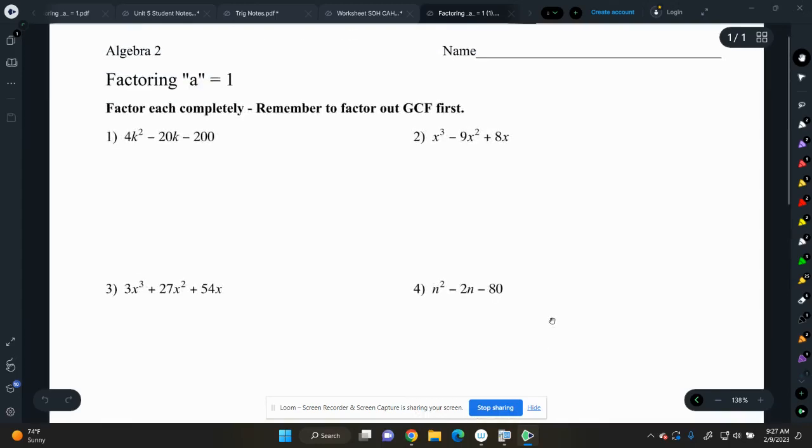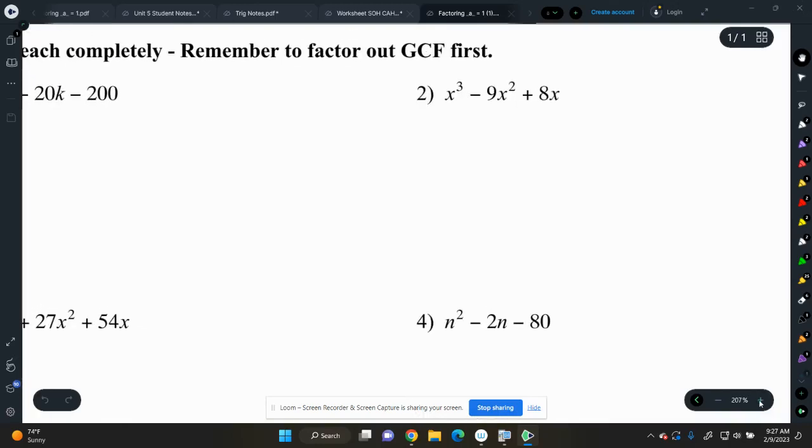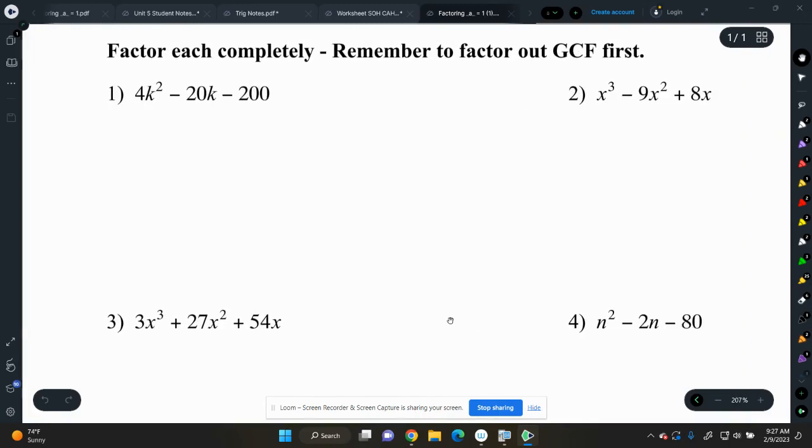So let's look at the first one. Ronnie, how did you start the first one? Divided 20 to 4, and then 200 to 4. Okay, we didn't divide. We do a, what's the first thing we always do?